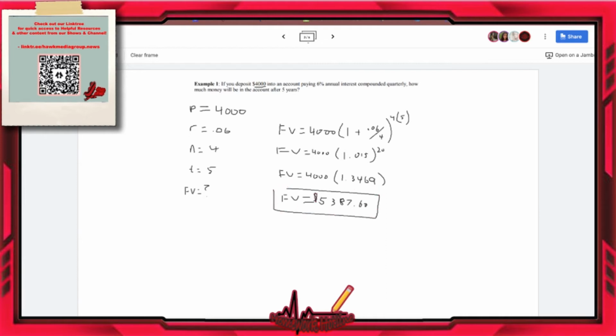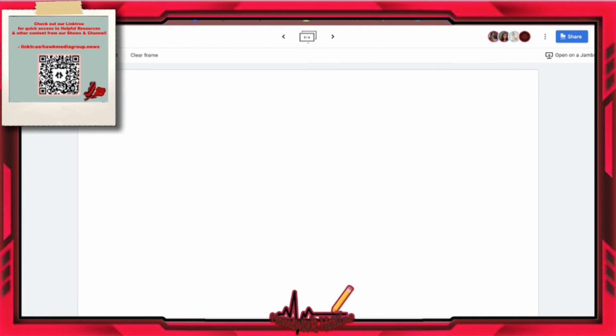But now I have one more. This one's going to be a bit more complicated because we're going to involve logarithms in order to solve it. So this one reads, if you deposit $5,000 into an account paying 6% annual interest compounded monthly, how long until there's $8,000 in the account?